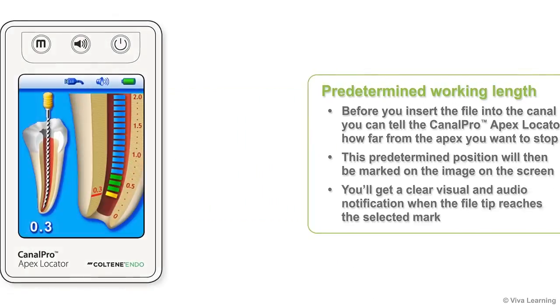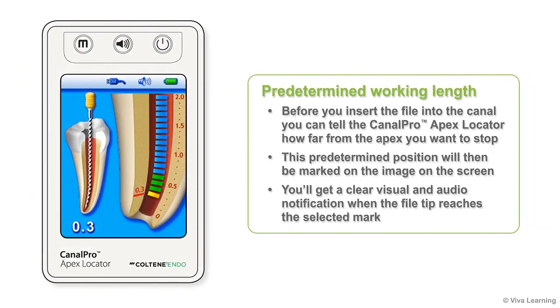In addition, before you insert the file into the canal, you can tell the CanalPro Apex Locator how far from the apex you want to stop. This predetermined position will then be marked on the image on the screen, and you'll get a clear visual and audio notification when the file tip reaches the selected mark.